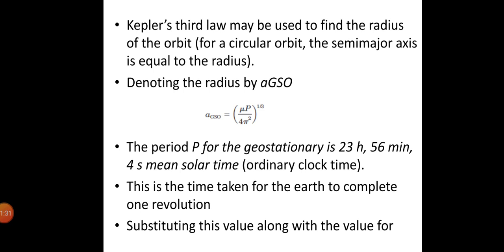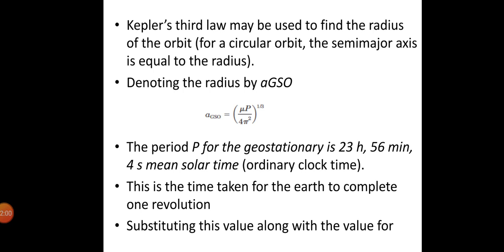Kepler's third law may be used to find the radius of the orbit. For a circular orbit, the semi-major axis is equal to the radius. So denoting the radius by AGSO, AGSO is given by (mu p by 4 pi squared) whole power 1 by 3. The period p for the geostationary is exactly 23 hours, 56 minutes and 4 seconds. So that is the mean solar time. This is the time taken for the Earth to complete one revolution.